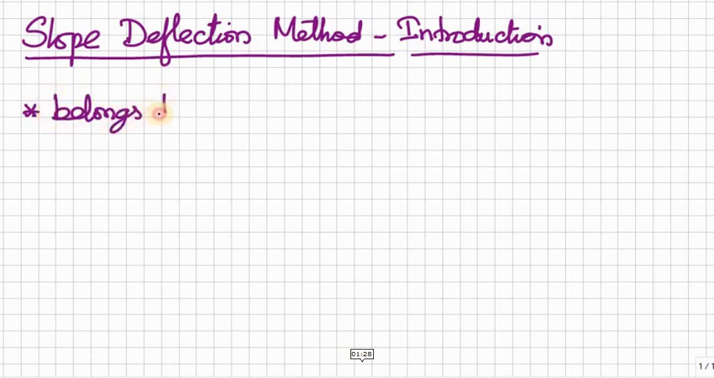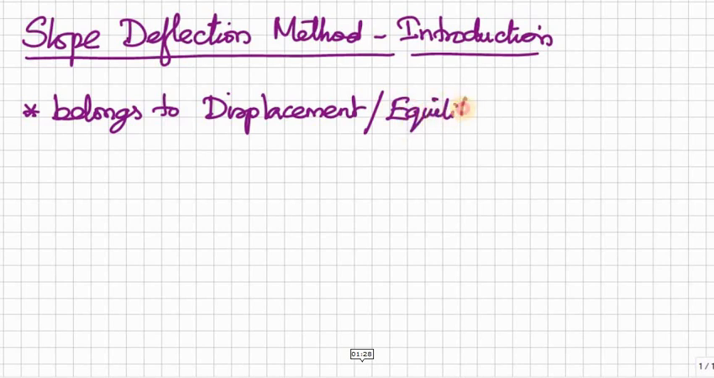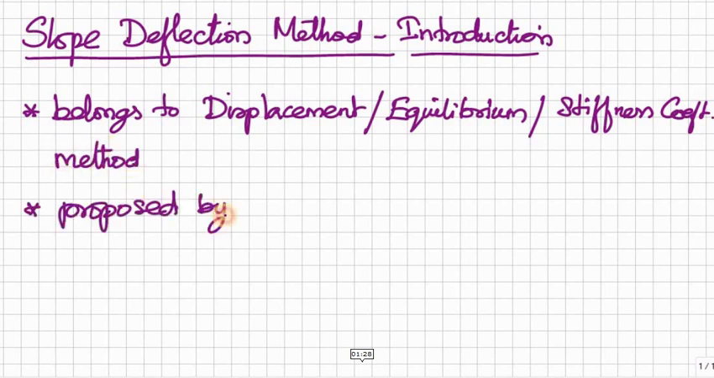The slope deflection method is from the family of displacement method or equilibrium method or stiffness coefficient method. It was proposed by George Maney in 1915 to analyze indeterminate beams and frames.